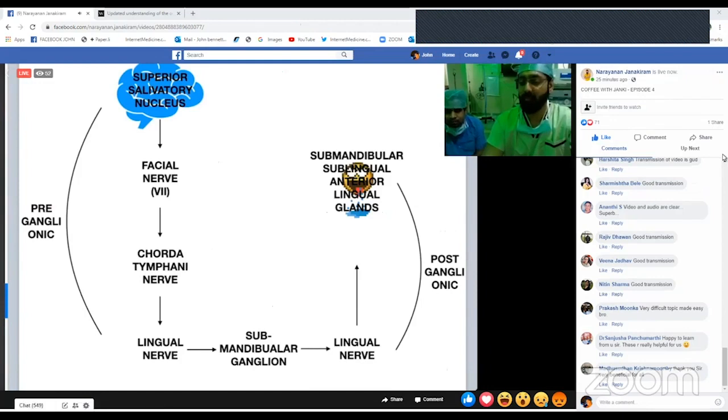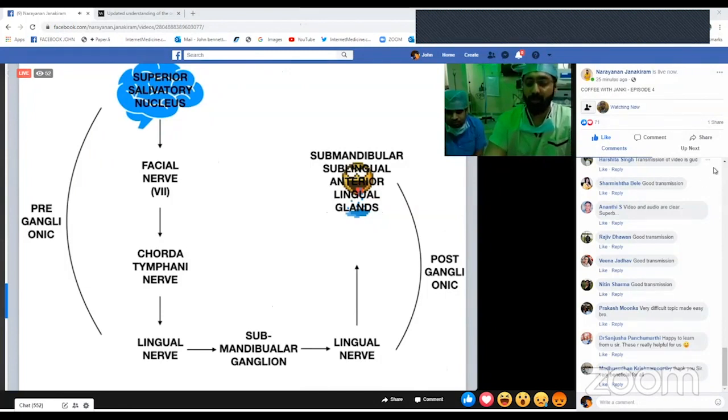superior salivatory nucleus. This is for the Langley's ganglion or the submandibular ganglion. Superior salivatory nucleus, facial nerve, chorda tympani, lingual nerve, and then you go to the submandibular ganglion, lingual nerve. So here the pre and the post ganglionic are the lingual nerve, but you have to remember chorda tympani is going to be preganglionic when you talk about it.